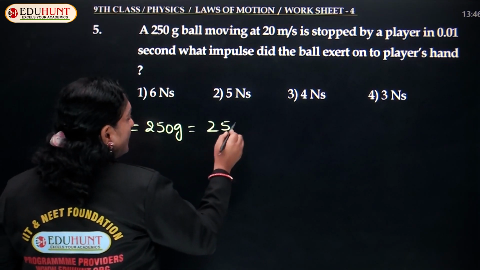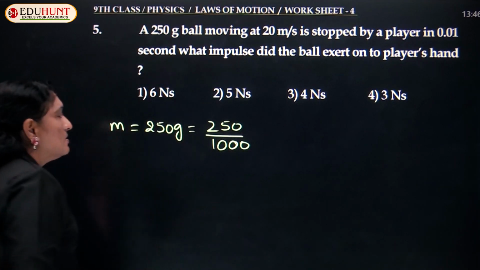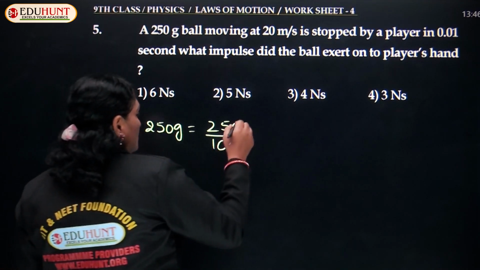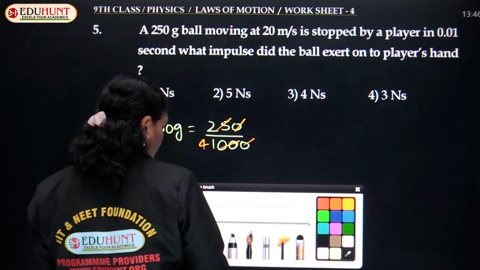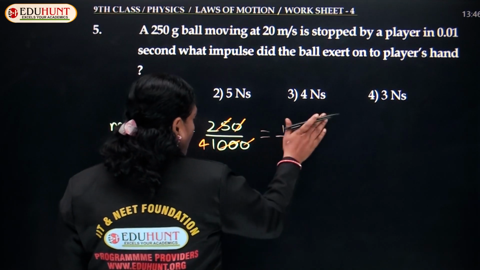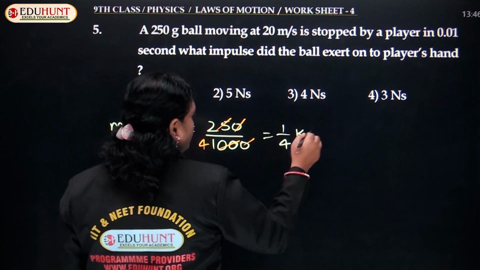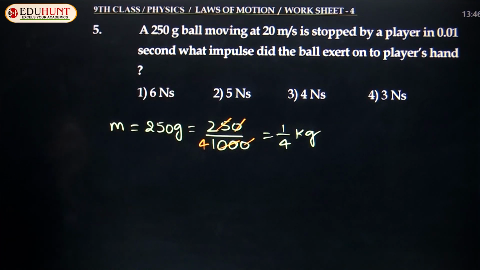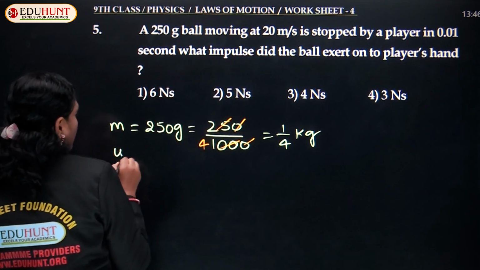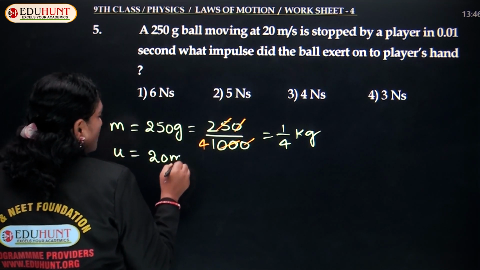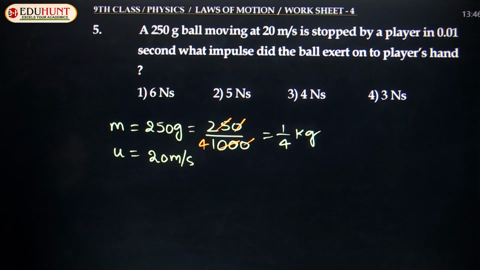In order to convert grams to kgs, you have to divide this by 1000. So now after simplification, 0 gets cancelled and 25 goes 4 times. This will be 1 by 4 kg. Mass is given as 1 by 4 kg and moving at 20 meter per second. Initially it moves with speed 20 meter per second. Initial velocity is 20 meter per second.